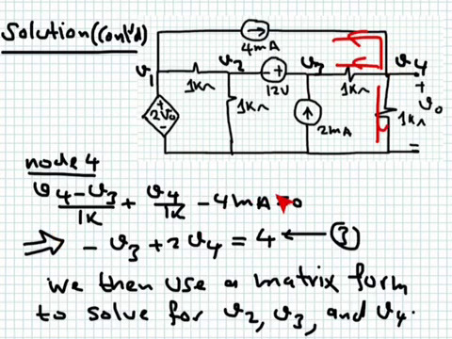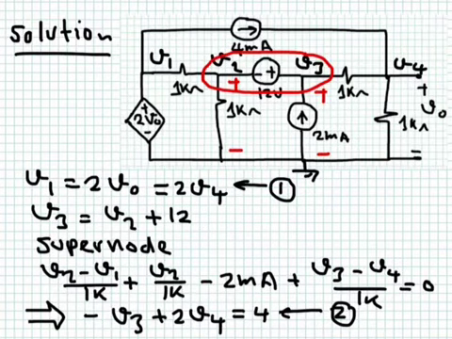Multiply both sides by 1K, collect the coefficients. This will give you 2V4, this will give you minus V3, and you end up with this expression here. So now we have equations relating the three voltages that we have, and we can solve for them. We have only 3, not really 4, because I already eliminated V2 and I wrote it in terms of V3 and V4.